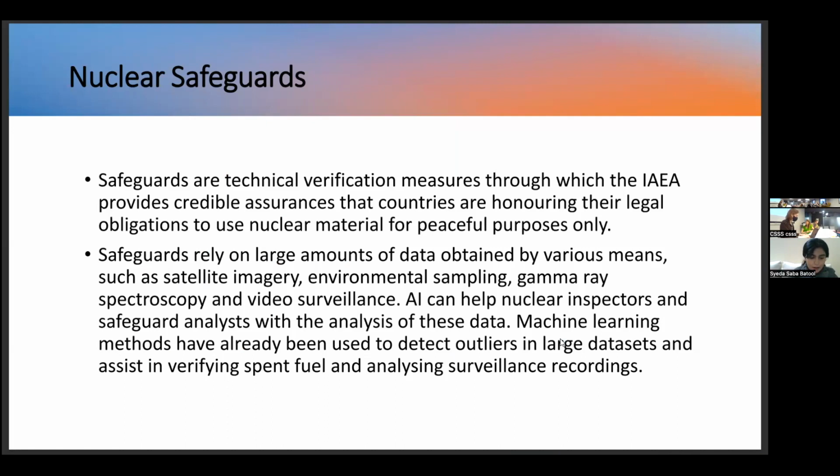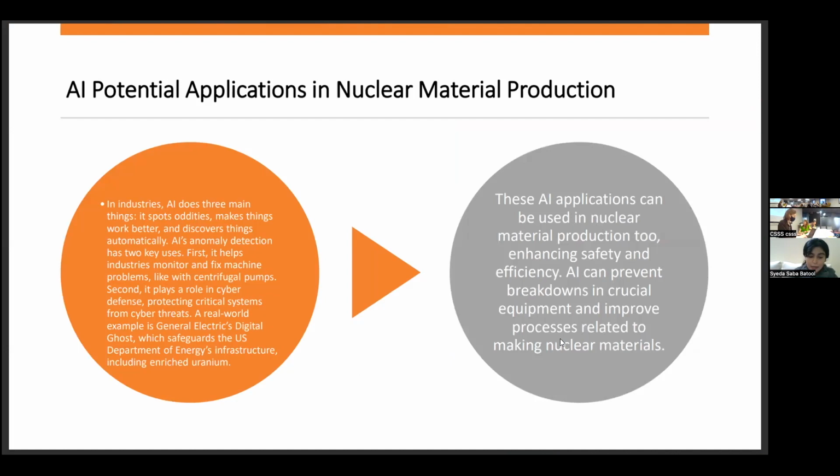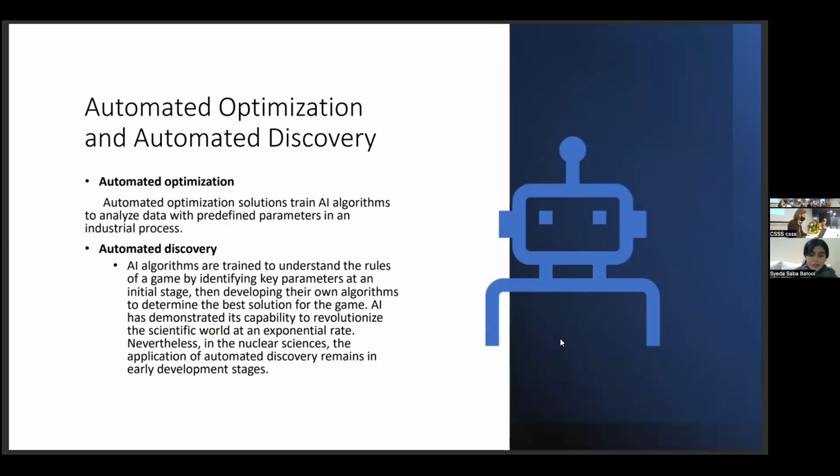Moreover, AI's potential applications in nuclear material production include anomaly detection for monitoring machine problems and cybersecurity defense. It enhances safety and efficiency in critical equipment and processes. Now, automated optimization trains AI algorithms to analyze industrial processes, predict product quality, and correct parameters for optimized solutions. Automated discovery remains in early developmental stages for nuclear material production.